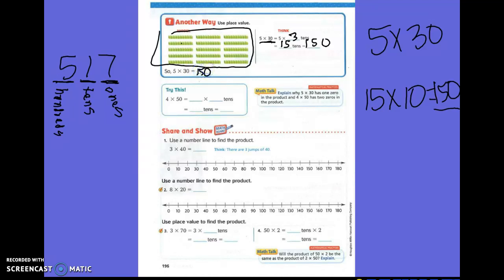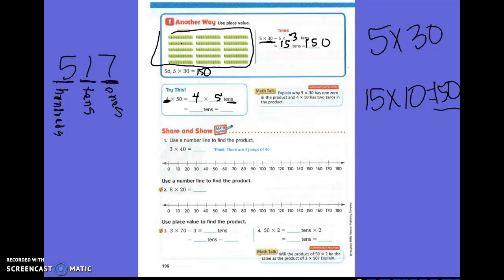So 5 times 30 is 150. Now let's try 4 times 50 instead. Okay? 4 times 50 is, we're going to keep the 1 factor, okay? So that's 4. But then we're not going to do 50 again. We're going to do how many tens is in 50? 5. 5 tens. That's why they wrote this number word 10, okay?